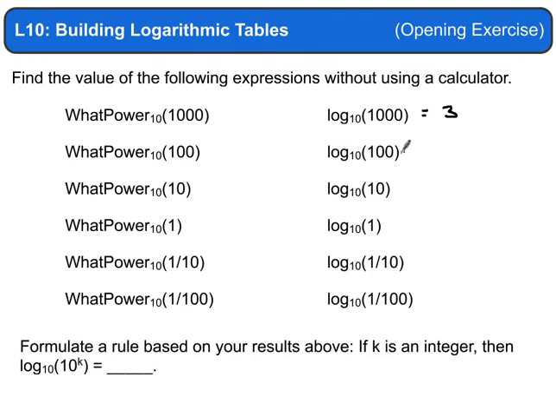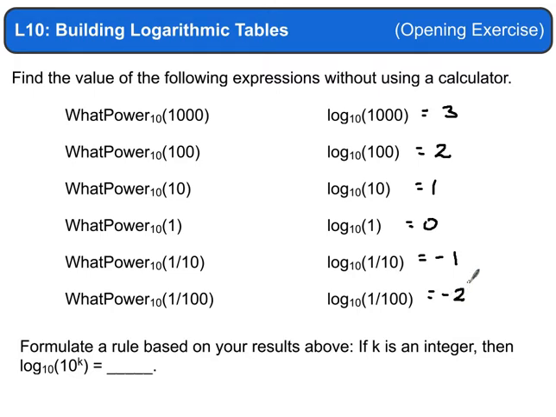So we'll do the same thing here. 10 to the second power would be 100, so the answer is 2. 10 to the first power would be 10, so this ends up being 1. 10 to the 0 power would be 1, so this ends up being 0. And then 10 to the 1/10th power, this would be -1, and 10 to the 1/100th power is going to be -2.